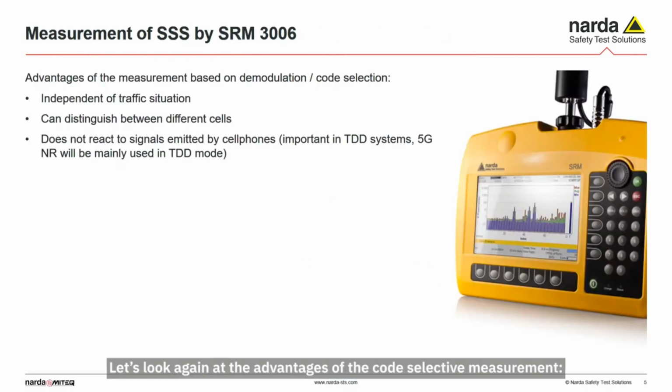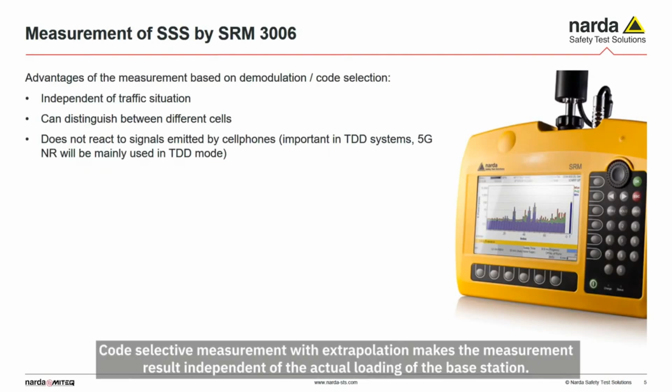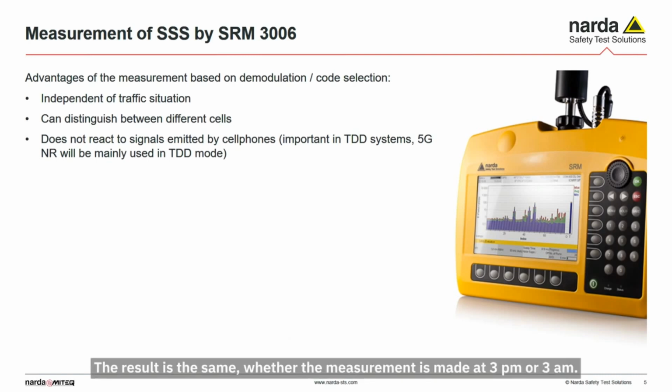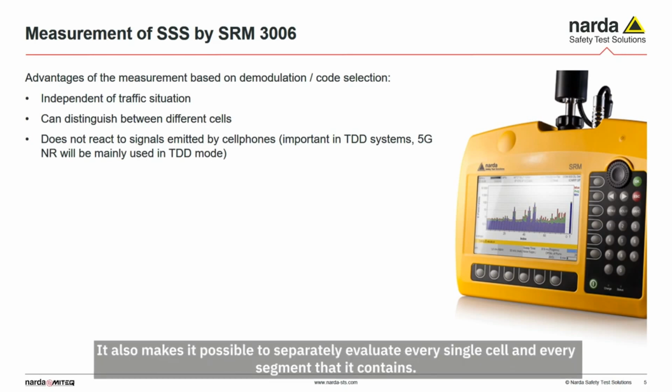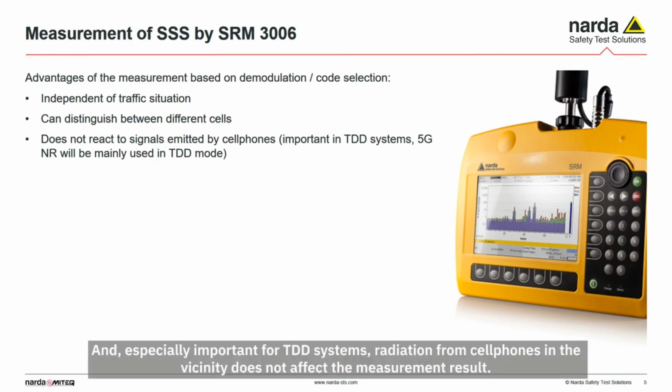Let's look again at the advantages of the code selective measurement. Code selective measurement with extrapolation makes the measurement result independent of the actual loading of the base station. The result is the same whether the measurement is made at 3 p.m. or 3 a.m. It also makes it possible to separately evaluate every single cell and every segment that it contains. And, especially important for TDD systems, radiation from cell phones in the vicinity does not affect the measurement result.